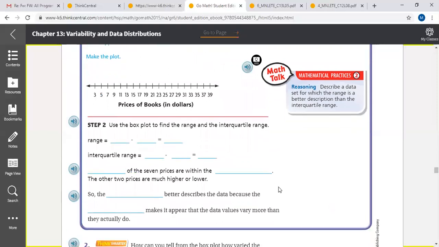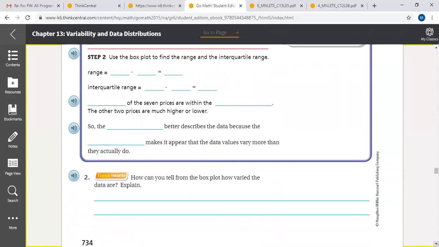Okay, here 5 of 7 prices are within the interquartile range. The other 2 prices are much higher or lower, so the interquartile range better describes the data, because the range makes it appear that the data values vary more than they actually do. Okay.